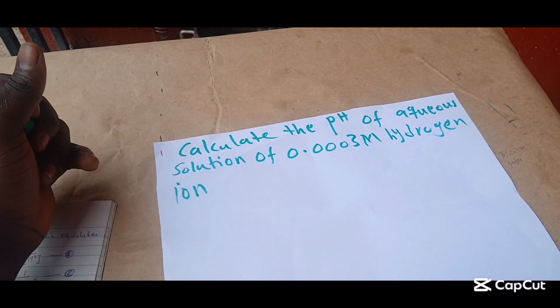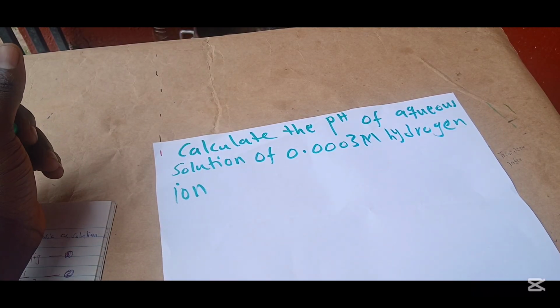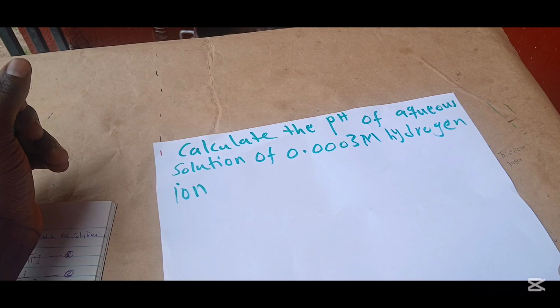Calculate the pH of an aqueous solution of 0.0003 molar hydrogen ions.